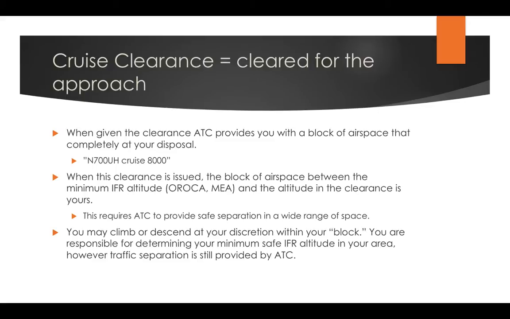So what it'll actually sound like, kind of like the VFR on top radio calls, is very simple. "November 700 Uniform Hotel, cruise 8,000 feet." This is something that they could give to you. You could request it on your own volition. Obviously, if they give it to you, you could deny it if you didn't request it in the first place. But it requires ATC to be able to provide you with a safe standard of separation in a very large area. So it's probably not something that you would ever get if you're in an area where there is a lot of traffic going on.